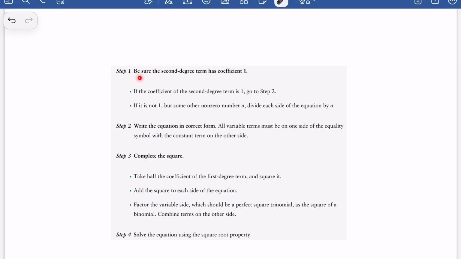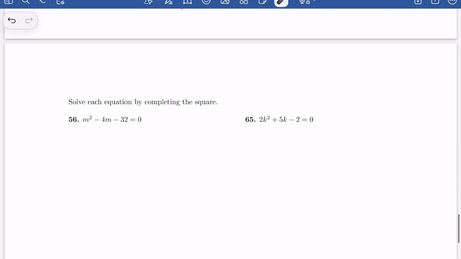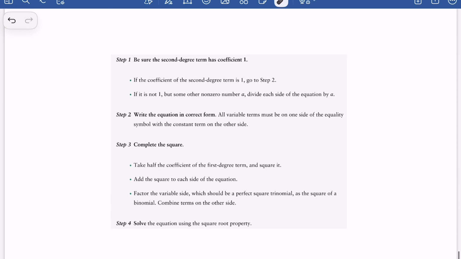So the first thing that we need to do is make sure the second degree term has coefficient 1. Well, going up to this guy here, the second degree term is m squared. It does have coefficient 1. So this tells us that we can proceed to step 2.